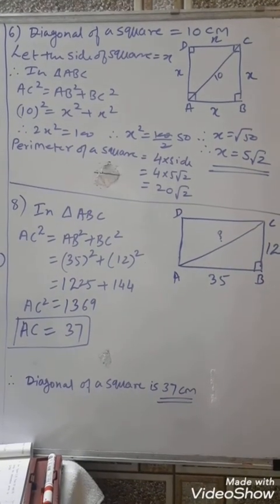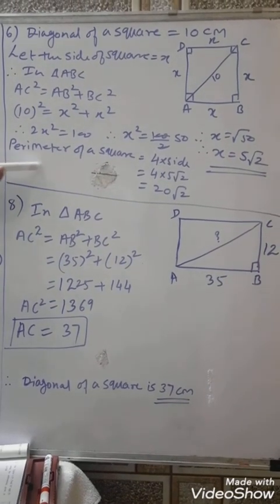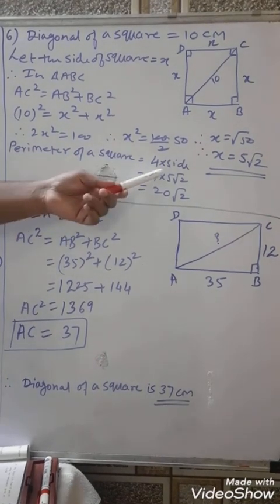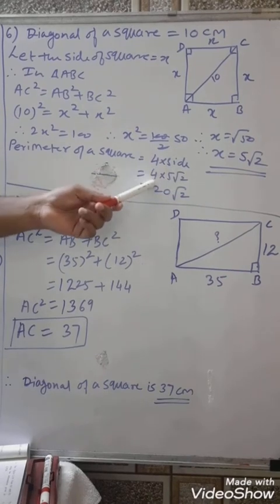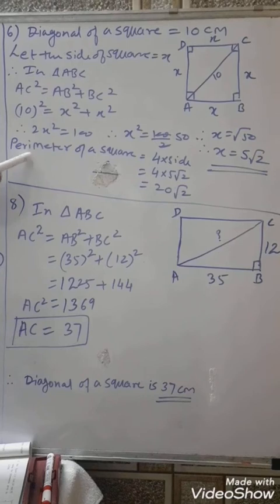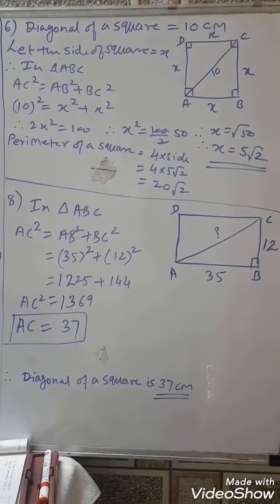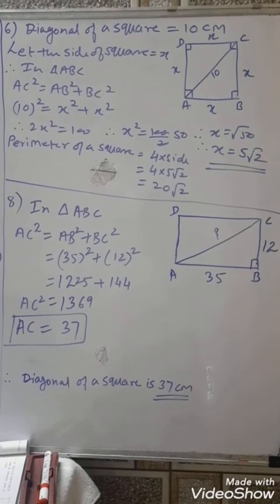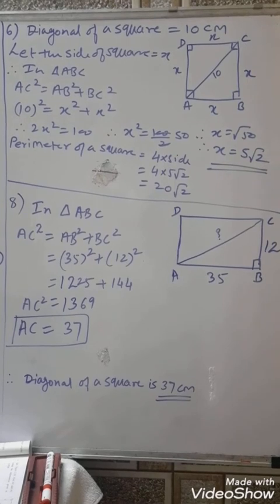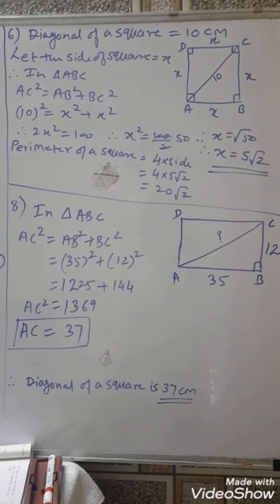Now find the perimeter. So the perimeter of a square equals 4 into side. That is 4 into 5 root 2. 4 fives are 20, which is 20 root 2. That is the perimeter of the square. So the perimeter of the square equals 20 root 2. This way we get the sixth one.